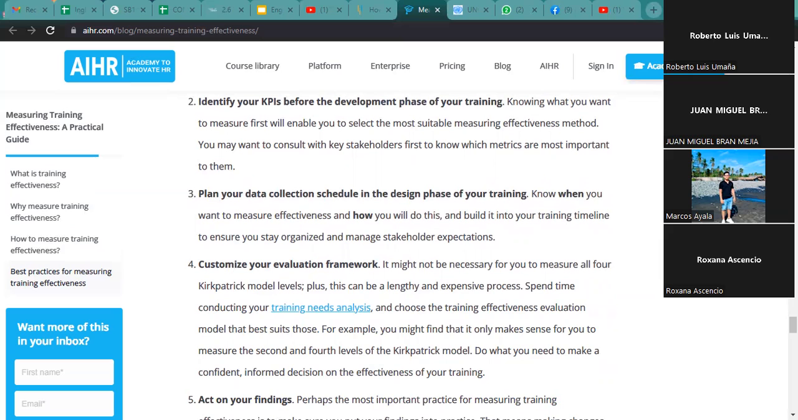Plan your data collection schedule in the design phase of your training. Now, when you want to measure effectiveness, plan how you will do this and build it into your training timeline to ensure you stay organized and manage stakeholder expectations. Good. What did you get?